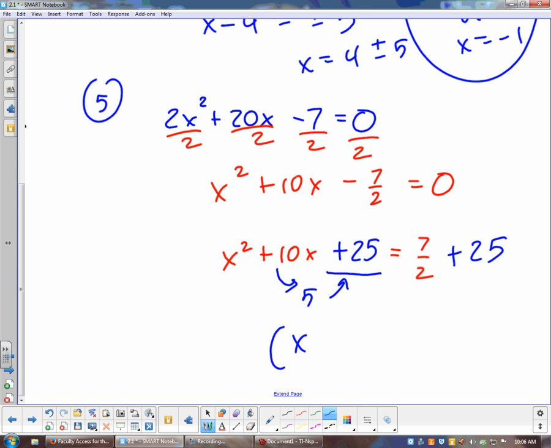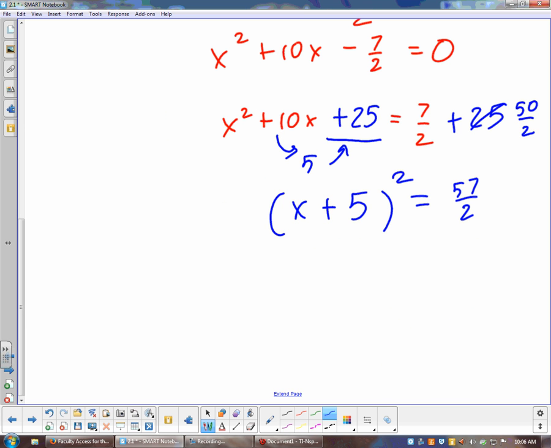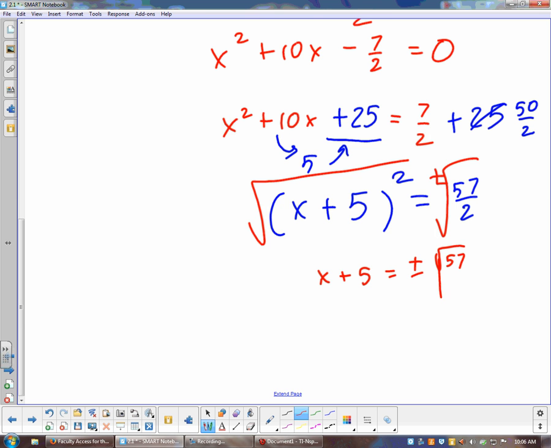So now I have x plus what? X plus 5, quantity squared equaling, what is this going to be? I'm going to write this as 14 over 2, so I'm going to get 57 over 2. I'm a fraction person. And then we take the square root of both sides, plus or minus, and I get x plus 5 equaling plus or minus square root of 57 halves. Does that look right? And then I'm going to subtract 5 from both sides and call it done.